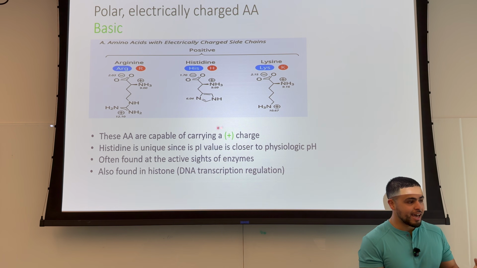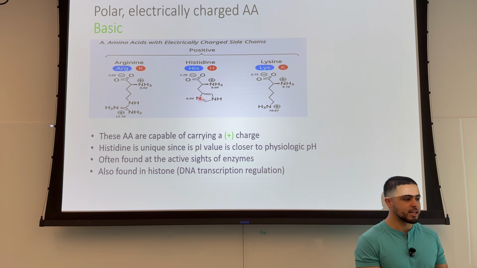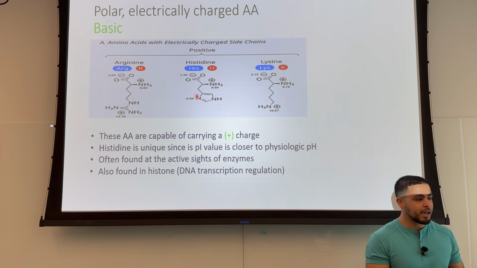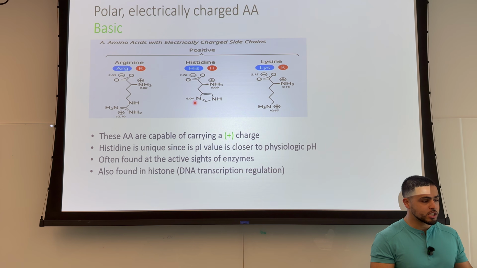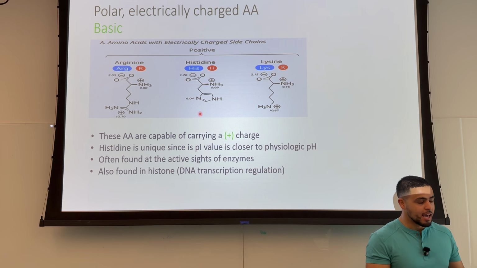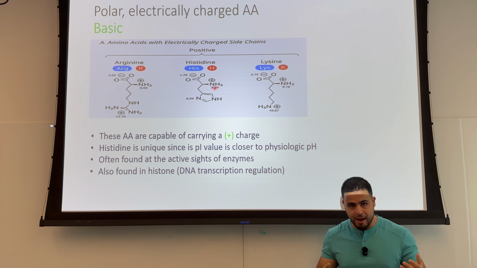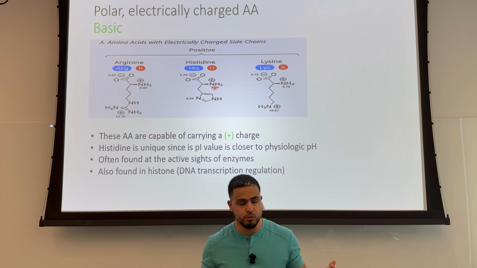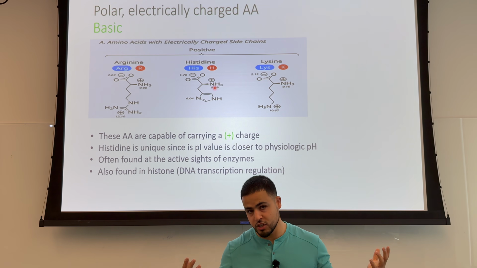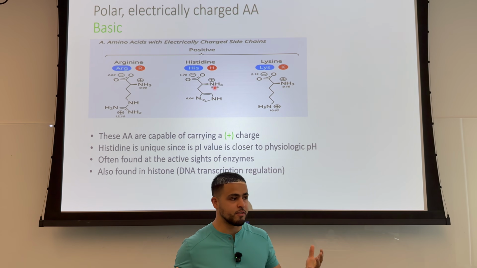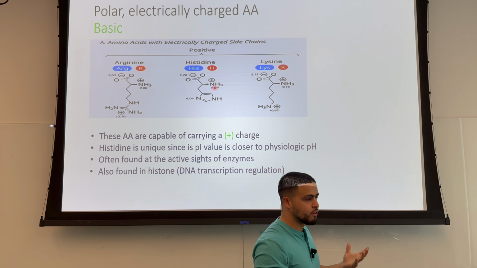Now, if you look at the side chain of histidine, you'll understand why that's the case. The pKa of the amino group in histidine has a value of 6.04, so let's say 6. And then the amino group in the backbone has a pKa of about 9. So if you average those, you will get the pI value. 9 plus 6 is 15. And then divide that by 2, 7.5, which is very close to physiologic pH.